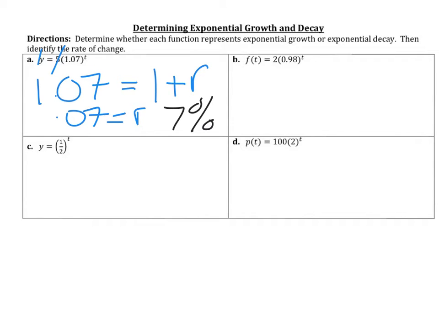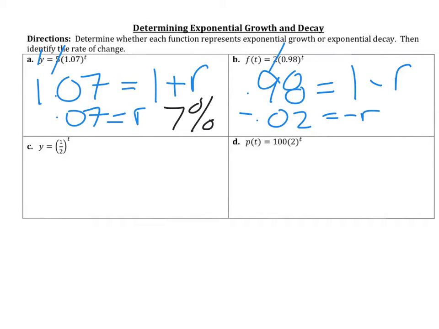Okay, let's try B. Again, 2 is just the initial amount. So I know 0.98 is less than 1, so it's 1 minus the rate. So I'm going to subtract the 1 over, and I'm going to get negative 0.02 equals negative r. Therefore, r equals 0.02, and I would say that decay rate is 2%.